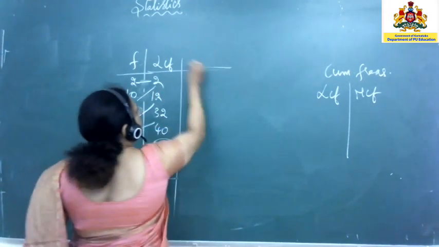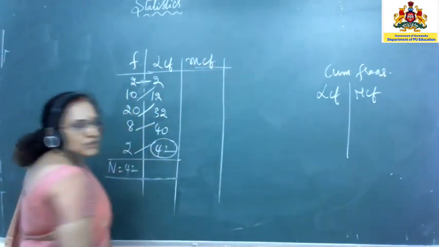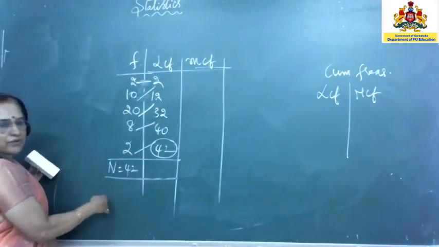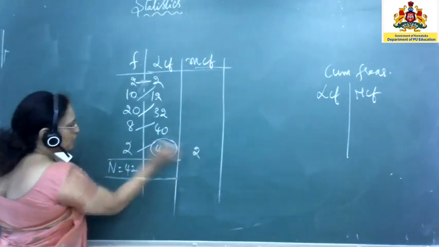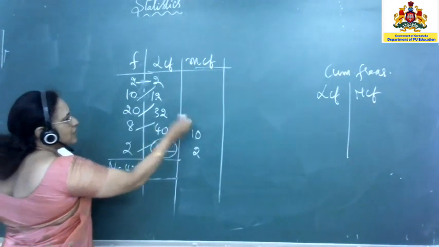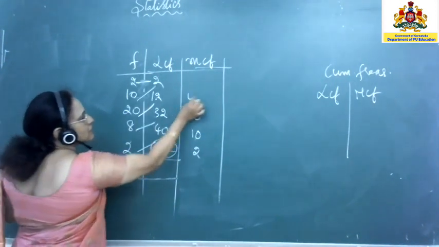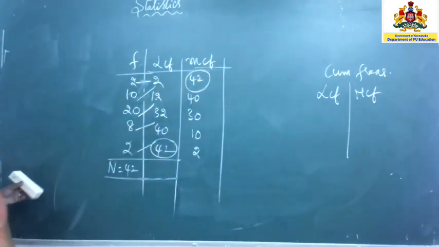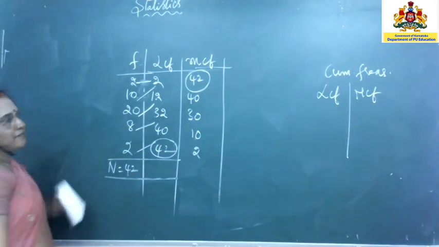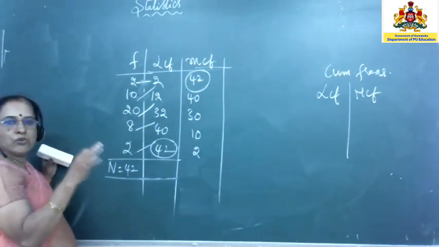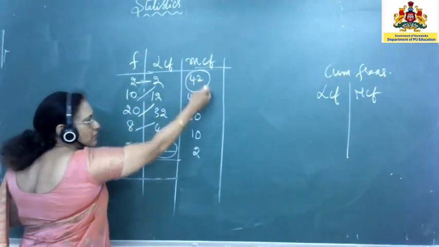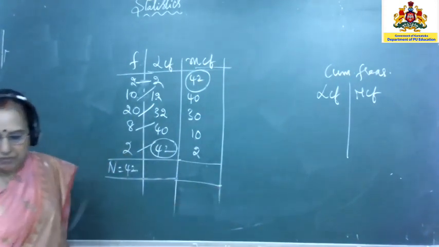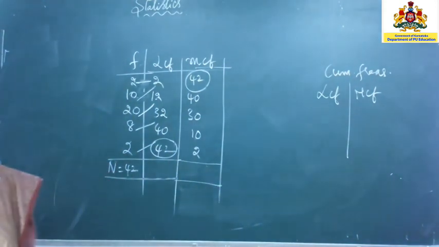The other one is MCF. For LCF you add from the first number; for MCF you add in the reverse way. The last number is 2, then 2 plus 8 is 10, 10 plus 20 is 30, 30 plus 10 is 40, 40 plus 2 is 42. The first number of MCF will coincide with capital N. How to remember this? M is more than, maximum, so it starts with the maximum value and keeps on decreasing. These two types of frequencies will become handy when you are using graphical representation.